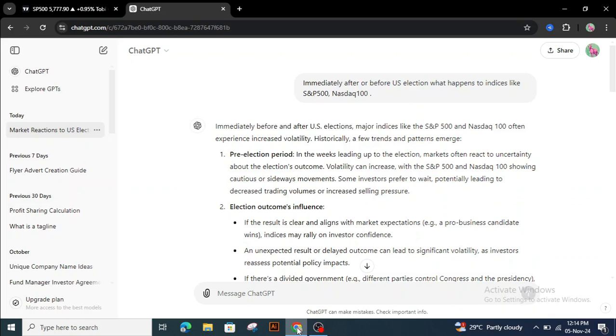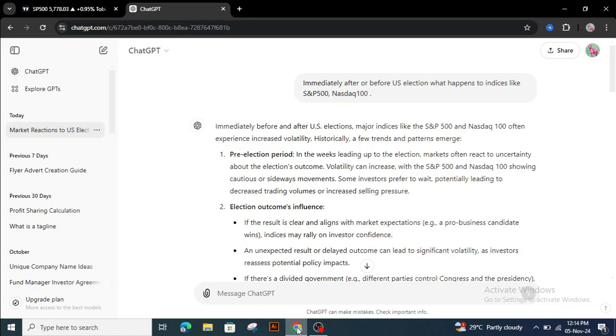Okay, so let's go to my computer screen now. Let me show you how I did my analysis. One of the things that helped me during this election: after doing some Google research, I couldn't get good data or information. So I used ChatGPT for my in-depth analysis to understand what happened during the market.